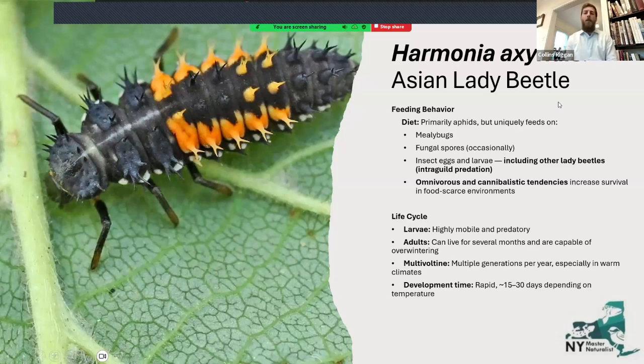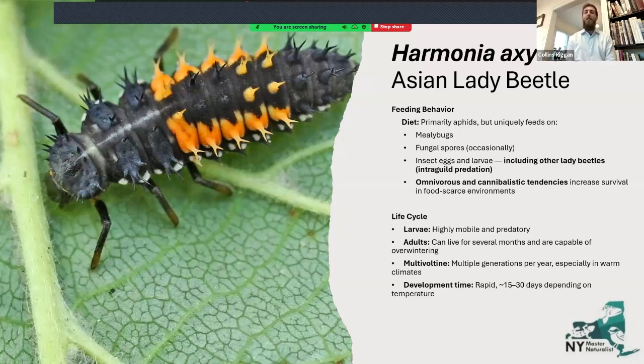So although they primarily feed on aphids like the rest, the Asian lady beetle also will feed on mealybugs, fungal spores, which is very different, insect eggs and larvae, including the other lady beetles, intraguild predation. And then this one actually can have cannibalistic tendencies as well, especially when there's not a lot of food around. So again, just really trying to drum that point that this one can survive.